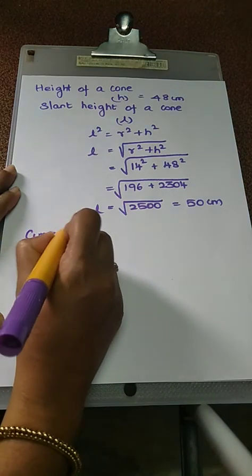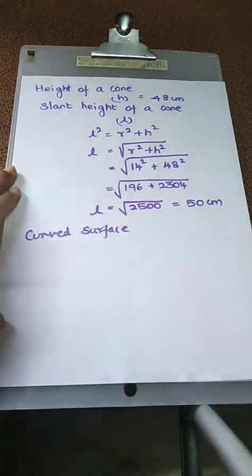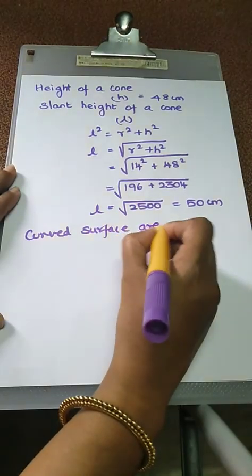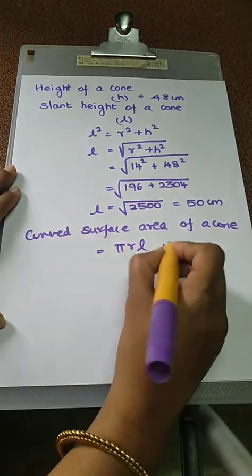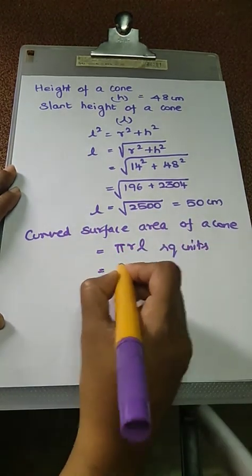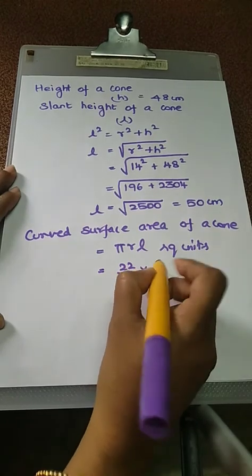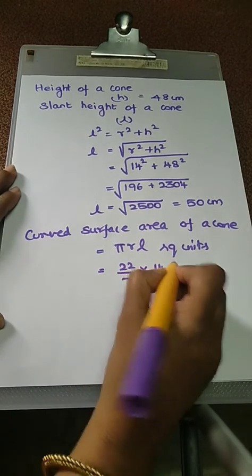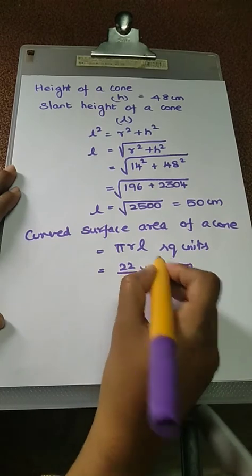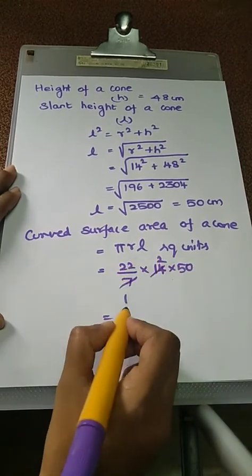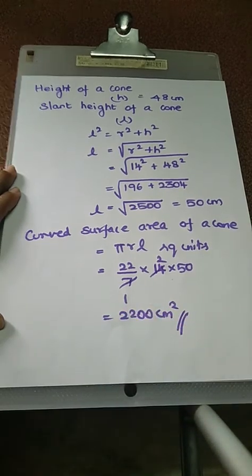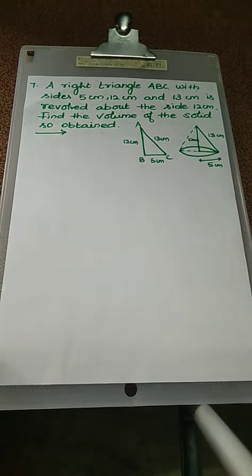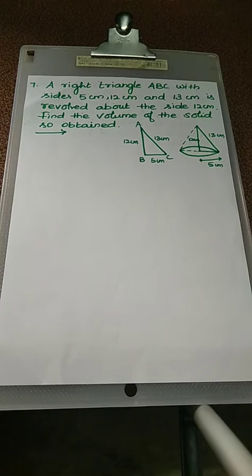Easily we calculate the curved surface area of a cone. Curved surface area of a cone. What is the formula? Pi RL square units. So apply the value. 22 by 7 into R value, what is that? 14 into L value 50. 7 twos are 14, 14 into 50 is 700, 700 into 22 gives 2200 centimeter square. That's all.